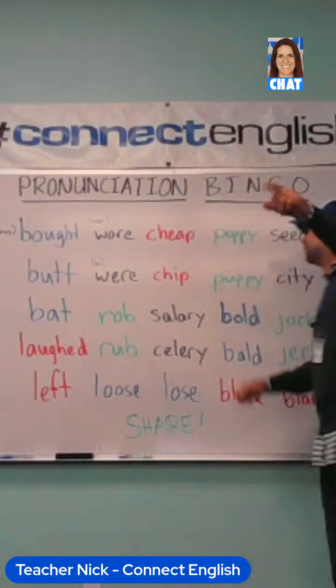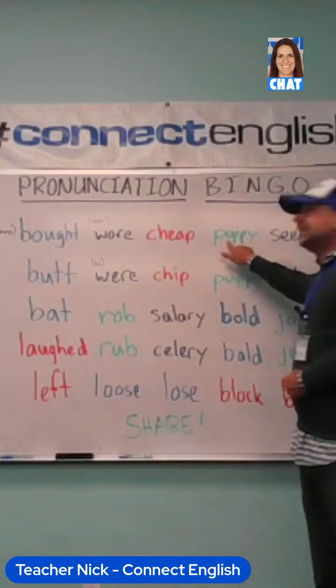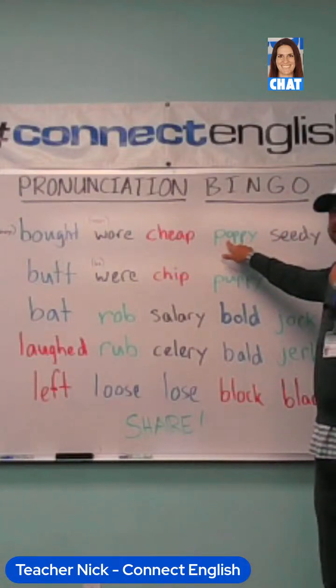All right, Zishro, your turn. Difficult one first. Puppy. Puppy. Very good. And I saw your head move when you did it. Puppy. And then the easy one, Zishro, Poppy. Poppy. Good.